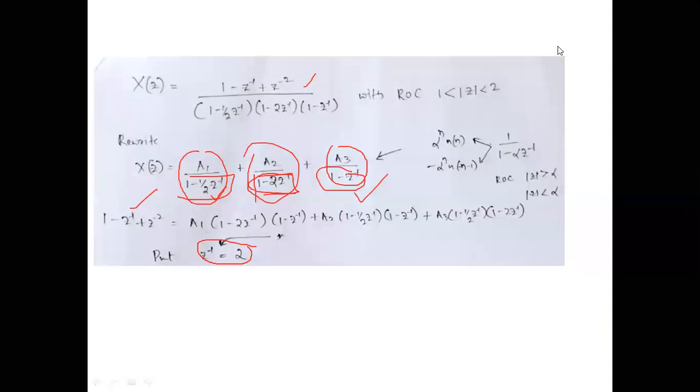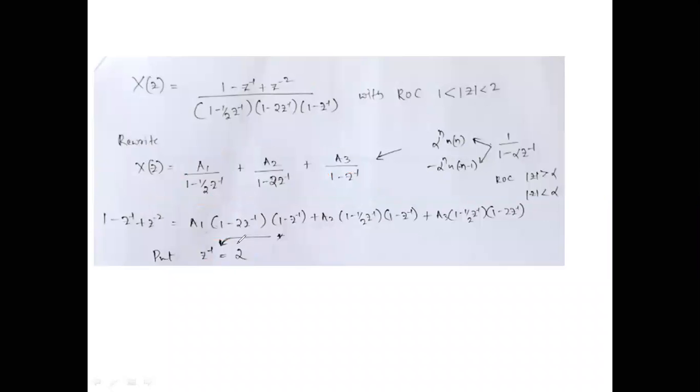Now what sort of substitution can you do? If I want to find a1, then somehow I should make sure that a2 goes to 0 and a3 also goes to 0 with a single substitution. See here, this term is common for a2 and a3. So I will substitute z to the power minus 1 equal to 2. By that, 1 by 2 into 2, this term also happens to be 1, and 1 minus 1 is equal to 0. So both these terms straight away go to 0, and I can find a1.